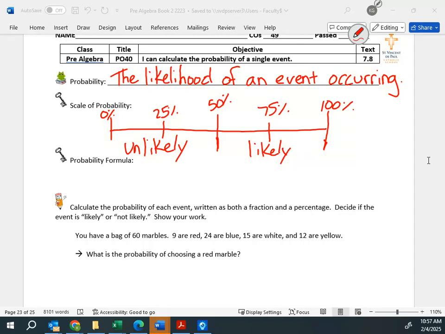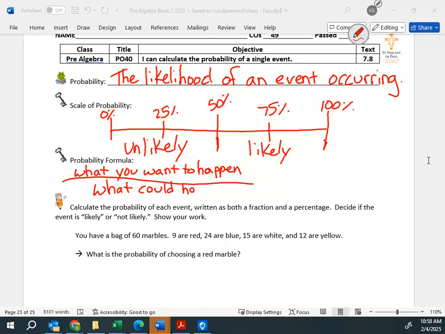All right, so there is a probability formula. This you're going to have to know. Right? We're going to use this formula when we talk about probability. There are two different ways we could write it. We could say what you want to happen. Whoops, I need to spell it correctly. Over what could happen. So that's one way of wording it. What you want to have happen over what could happen.